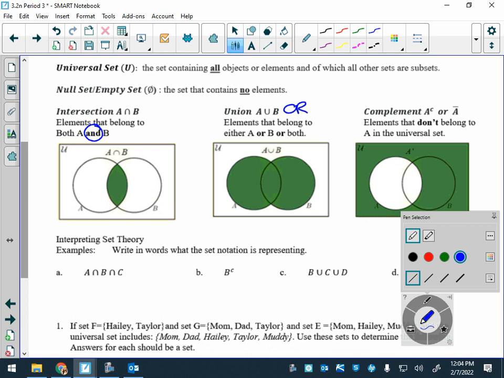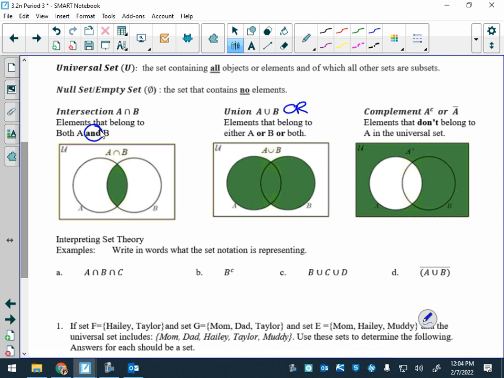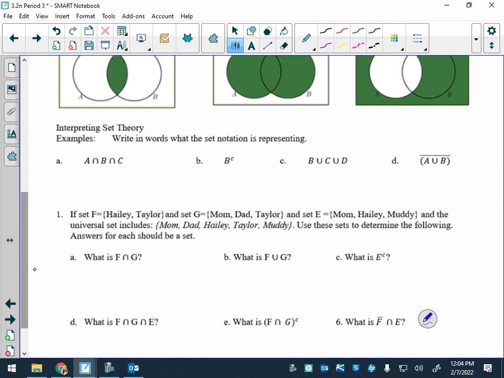The next one is the complement, with that little C or line over it, meaning it does not belong in set A. So we totally do not shade in set A, only whatever's in B and the outside. When it says not in A, it is completely not shaded in. It's everything outside it. So those are the three terms and symbols to remember. We are going to write a few things in words, then do some examples from here.